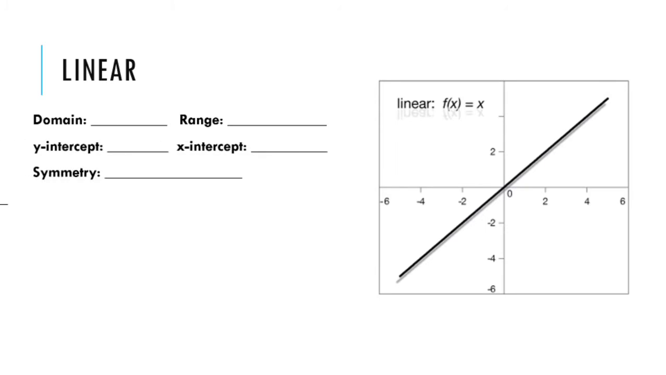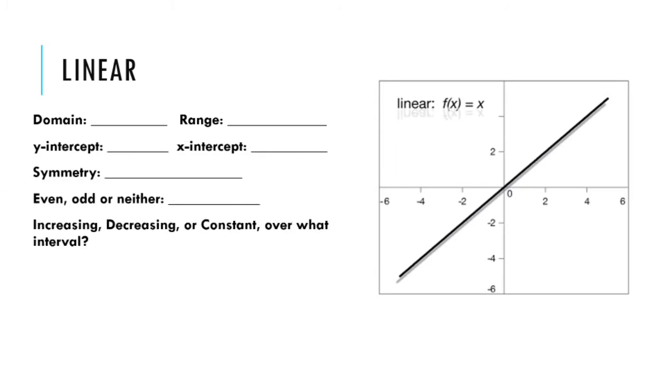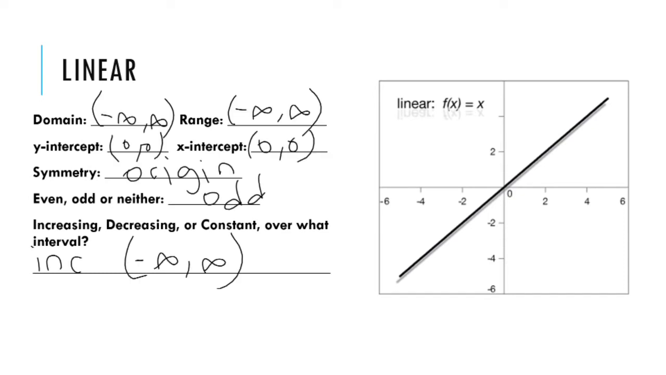We're going to talk about domain, range, x-intercept, y-intercept, symmetry, even, odd, or neither, increasing, decreasing, and I will give you some time to go over these and then we will answer the questions together. So these are the properties of this function.